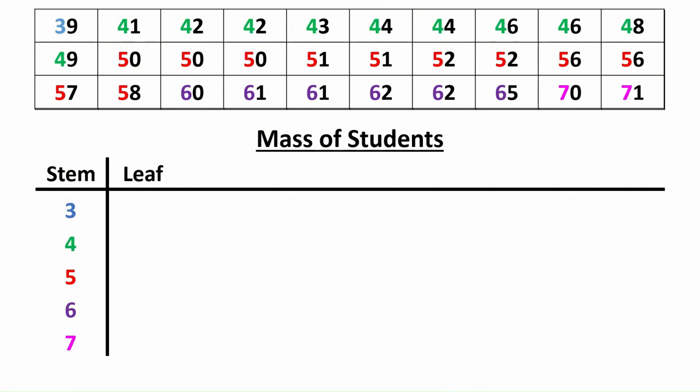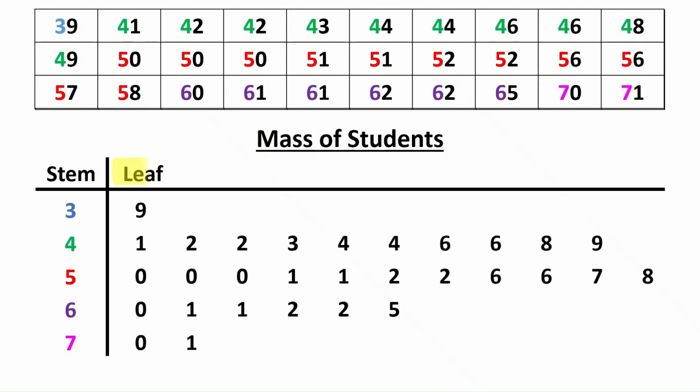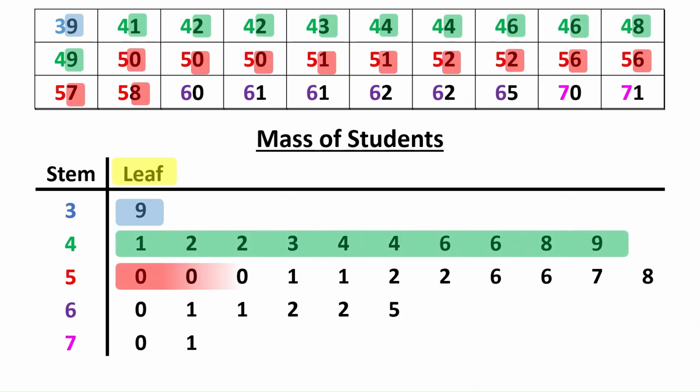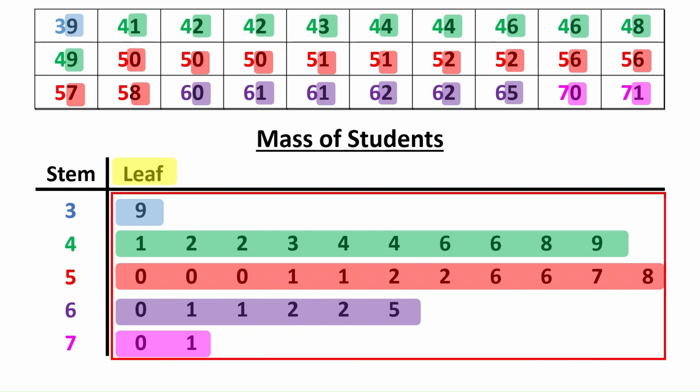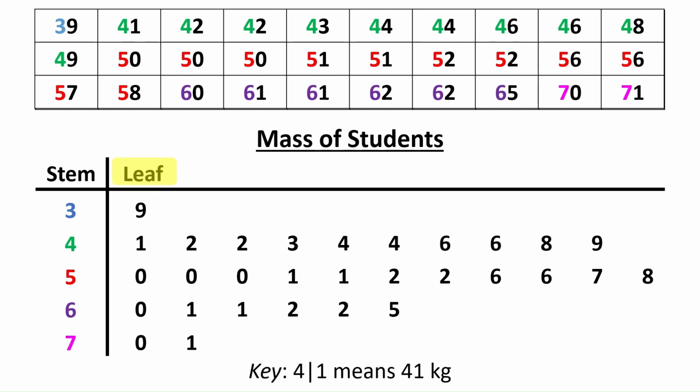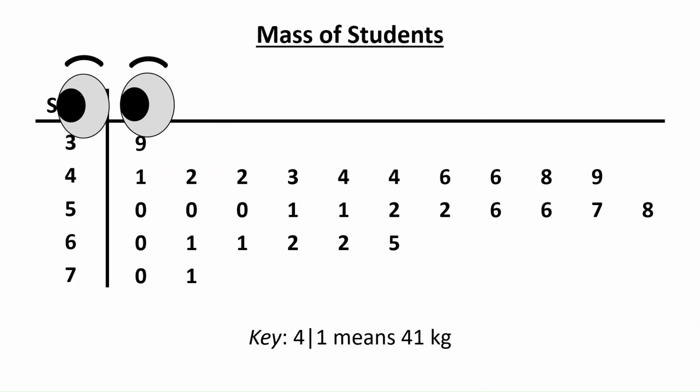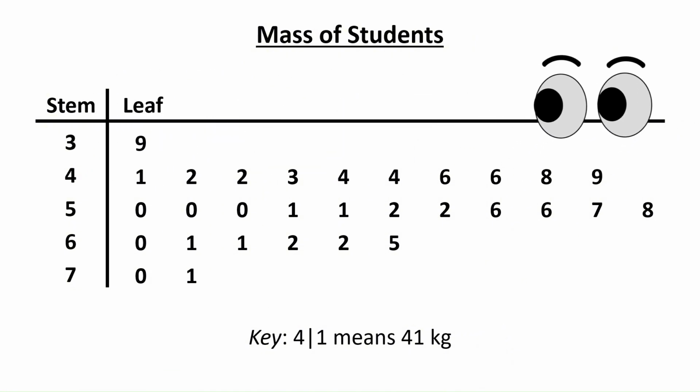Next, we proceed to extract the 1st digit of the masses as a leaf. Each leaf is placed in a row corresponding to its stem in ascending order. Note that commas are not used to separate the leaves, and the total number of leaves must be equal to the total number of data values in the table. In this case, there are 30 students in the dataset, so there should be 30 leaves. Finally, we complete our stem and leaf diagram with a key to indicate the place value of the stem and the leaf.